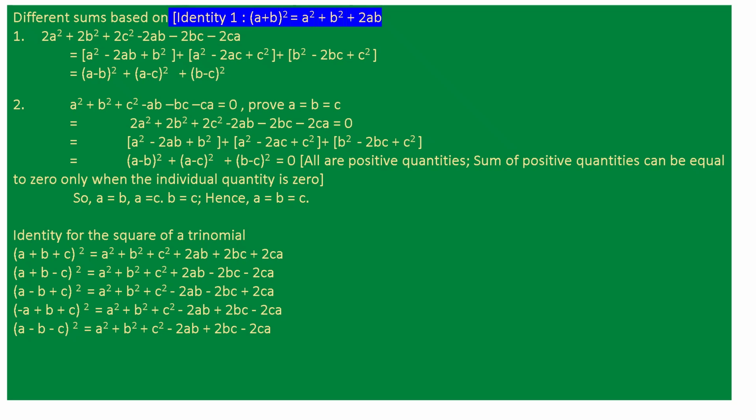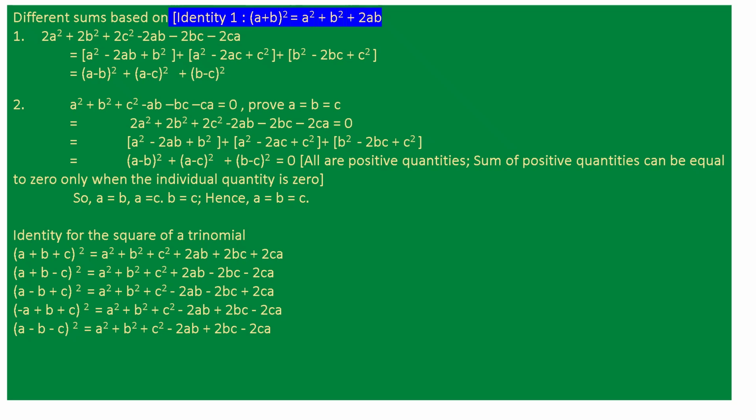This kind of questions should not be confused with the identity. There is some other identity which we will look into in the next video. That is the identity for the square of a trinomial. If you look into the pattern, it will look very much similar to the sum which we just resolved using identity 1. The square of a trinomial is a different case. If you look very carefully, the operators for the terms like 2ab, 2bc, 2ca, either all three are positive or any two are negative.